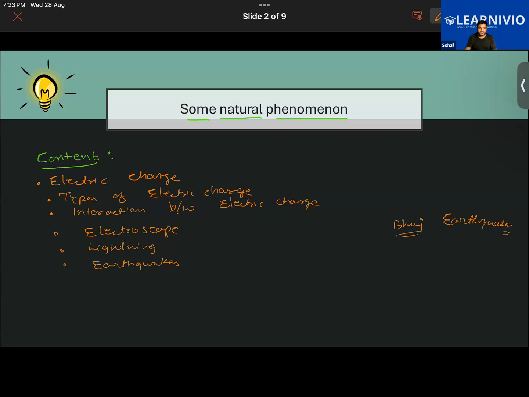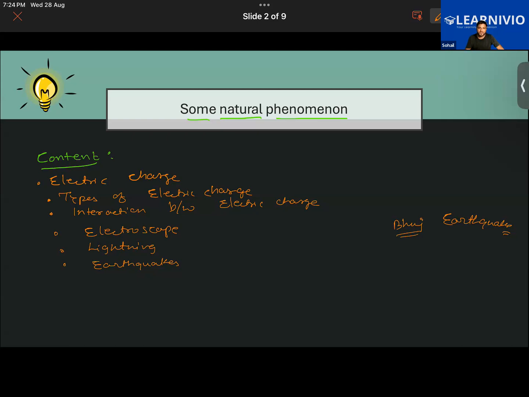So in this chapter we are going to be learning about some special phenomena, like lightning and earthquakes in particular. Now we will be learning about the ways using which we can minimize the destruction caused by lightning and earthquakes. That is one thing.